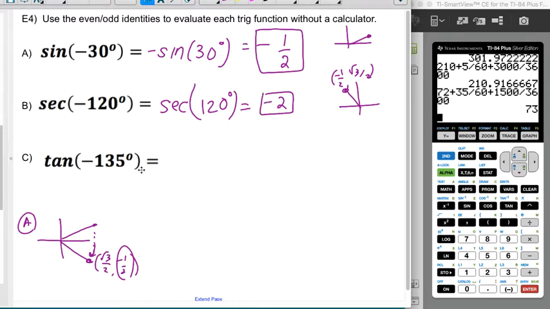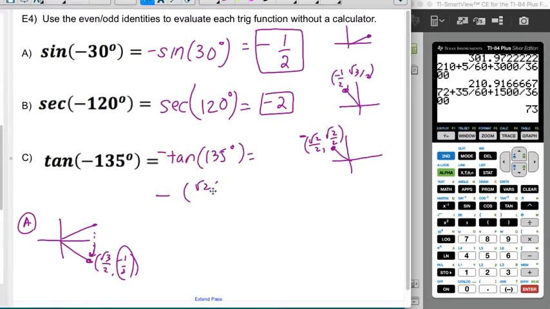Tangent of negative 135. Well, tangent's an odd function, so I'm going to get negative tangent of 135. If we look at where 135 is, that's right here, and it's a 45, 45, 90 angle, so that's going to both be root 2 over 2's. The trick is that because I'm in quadrant 2, the x will be negative and the y will be positive. Well, that's a value over itself. So this is a negative of a root 2 over 2 over a negative root 2 over 2. These two are the same value, but with a negative. So I end up with a negative 1 times a negative, so negative times negative 1, which is just a positive 1.